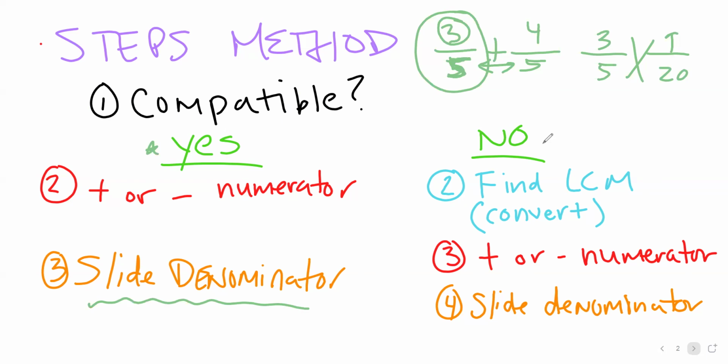If we're not compatible, which is fine, that just means we're not ready to work together yet. We can find equivalent fractions using the least common multiple. We convert those so that their denominators are the same, and then we follow those same steps. So that's the steps method. And we'll practice both these problems today. Don't worry, this is just a quick review.